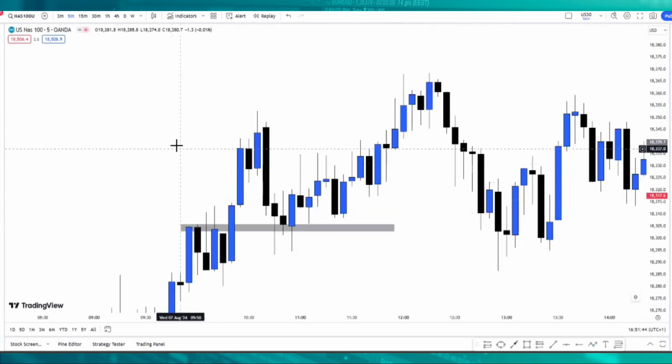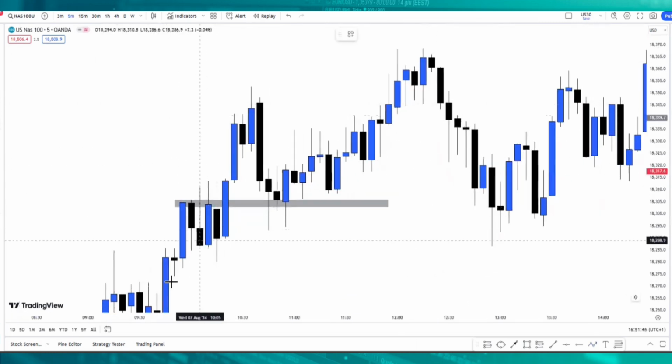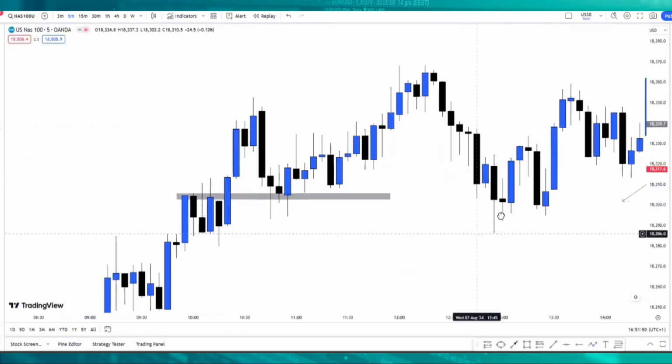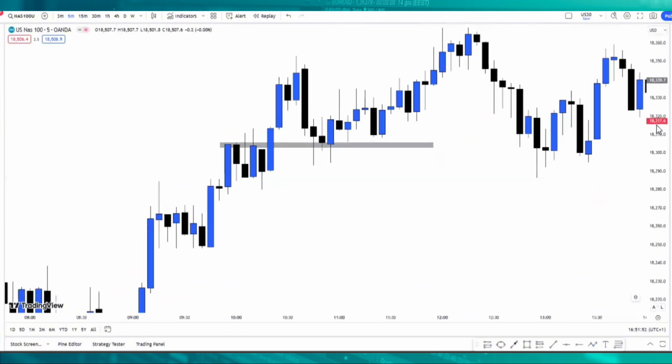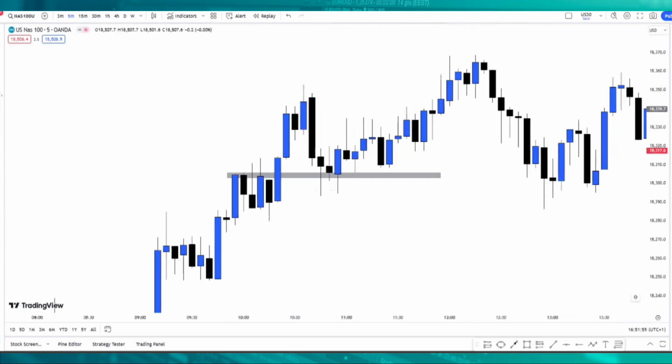Now I want you to take a look at this break and retest. All right, what do we have here? The market is on a bullish move. Let's say the market is on a bullish move just like this. As you can see, the market came from the downside, gave us a series of higher highs, pulled back, gave us a series of higher lows, higher highs and higher lows. All right, now we have a resistance here.